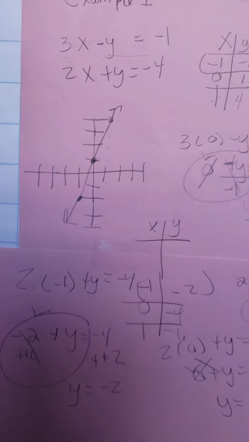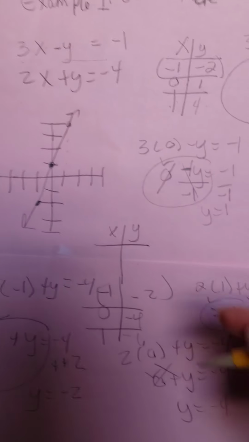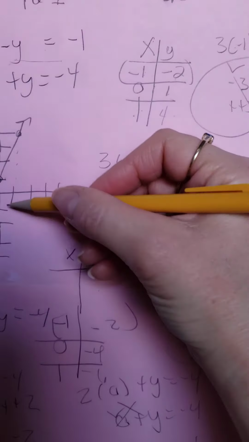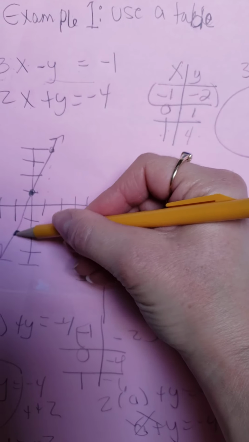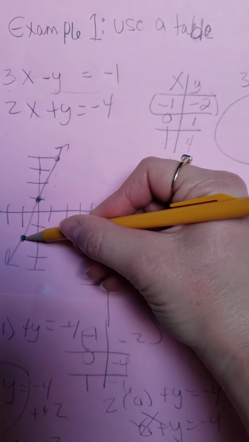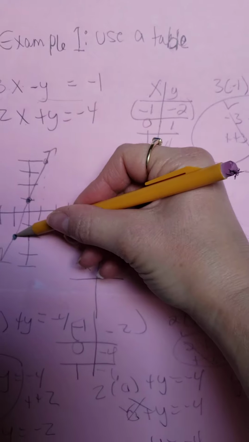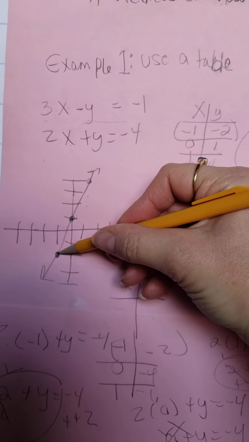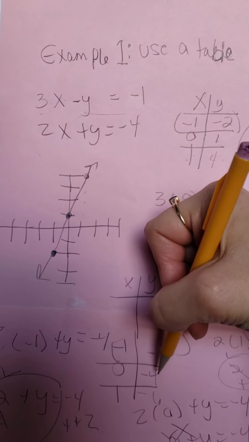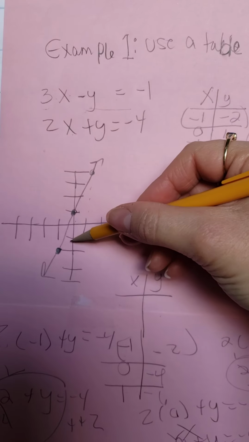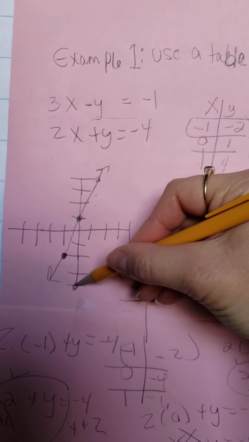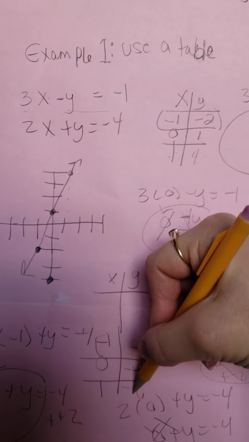So now, of course, I have to put those points on the graph. So negative 1, negative 2. So I go negative 1 and go down 2. Look at that. I'm already seeing where they cross because they have this point in common. But I'm still going to finish plotting the rest of this line. So now I'm going to do 0, negative 4. So 0 and then 1, 2, 3, 4. So there's 0, negative 4. And then 1, negative 6.